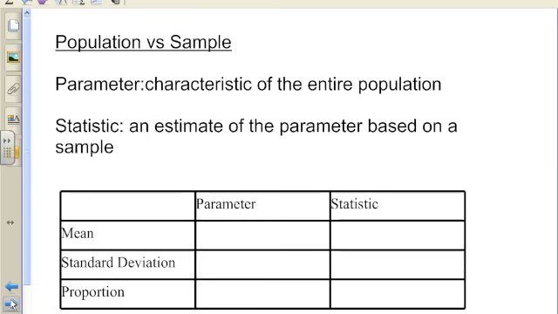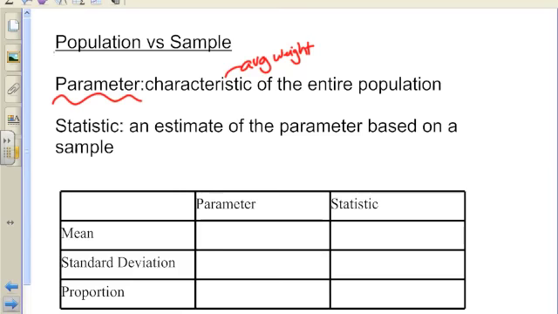So a couple important things that you need to know. When I'm talking about populations, we're going to refer to parameters. That's a characteristic of the entire population. If I'm talking about dolphins on the planet Earth, maybe I want to know how much they weigh. So when I talk about a characteristic, maybe I'm talking about average weight. Okay, that could be a characteristic of the entire population.